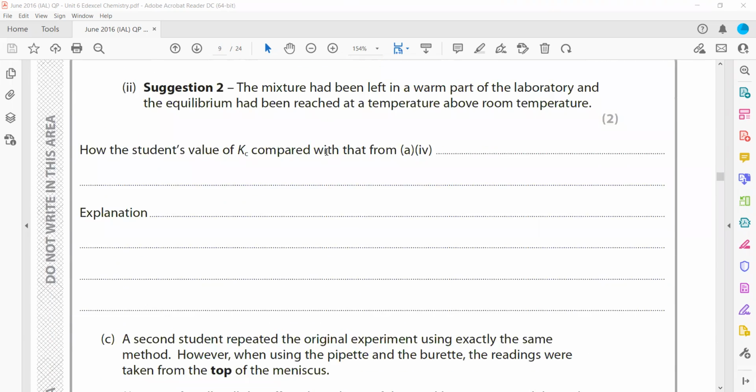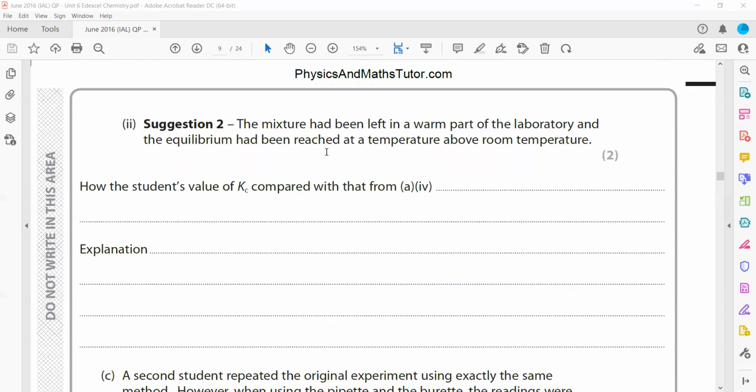And then suggestion 2: a mixture has been left in a warm place and the equilibrium has been reached at a temperature above room temperature. So if we leave the mixture in a warm place, what will happen? There will be more dissociation, because the ethanoic acid, like the ester, will dissociate more. As a result, with greater dissociation, more product, it means the value of Kc will also increase.